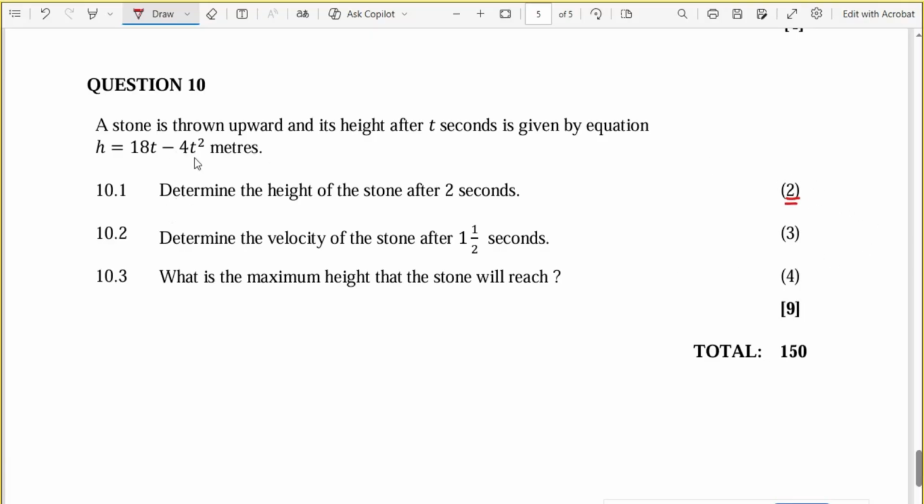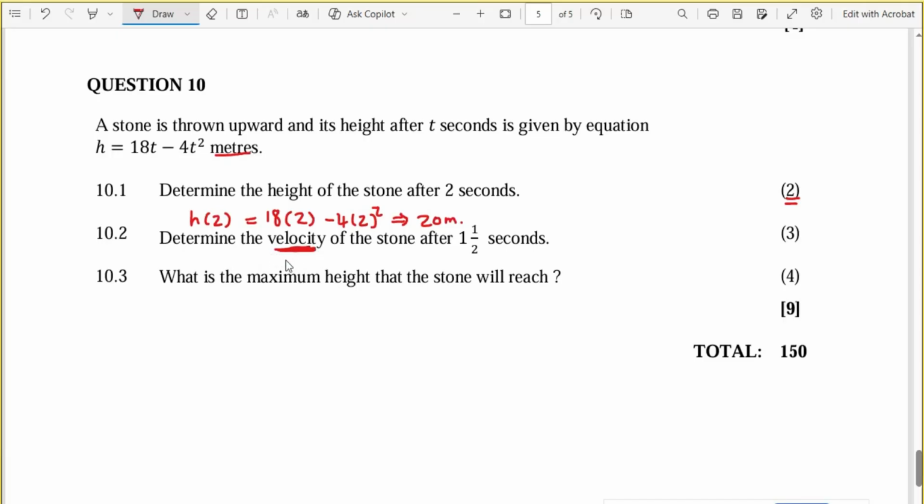So this tells you that where there's t, you just substitute 2. So this will be h at 2, which is equal to 18 into 2 minus 4 into 2 squared. You punch that on the calculator and find the height of the stone after 2 seconds. It's 20. 20 meters, right? Because they said meters.